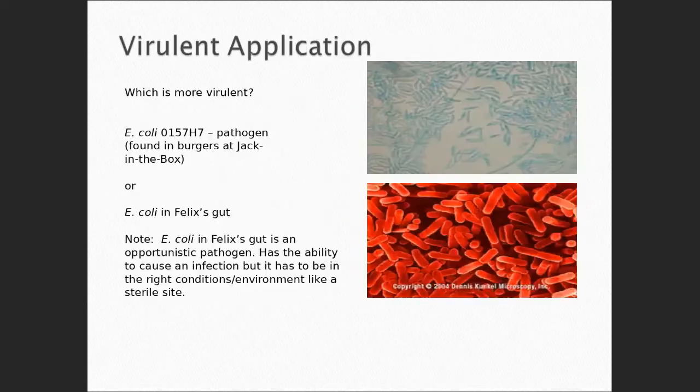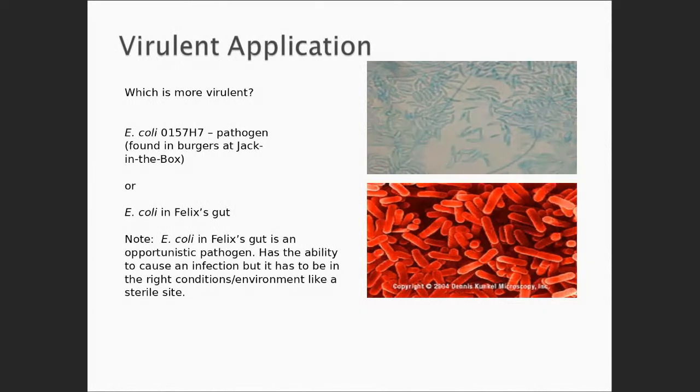So if we think about virulent, right? There's E. coli O157:H7, right? And then there's an E. coli that's in my gut. Well, which of those are pathogenic, right? So both of those are pathogenic because they have the ability to cause disease or infection, right? But E. coli O157:H7 is more virulent than the run-of-the-mill E. coli that's in my gut, right?